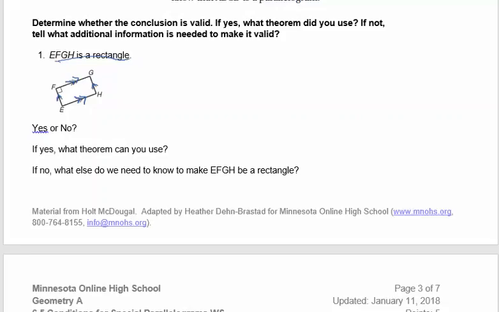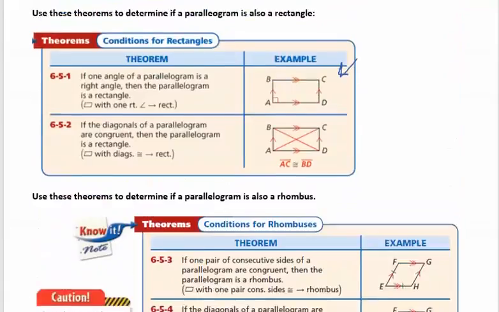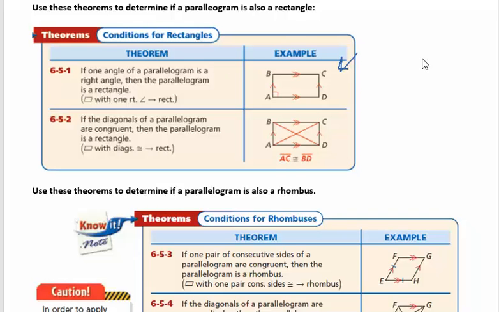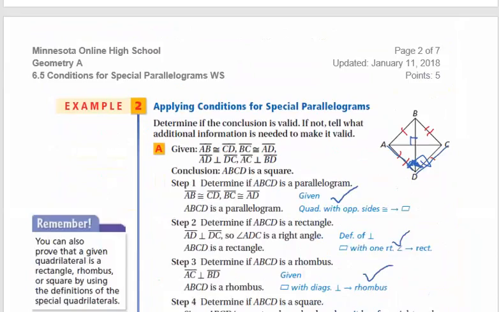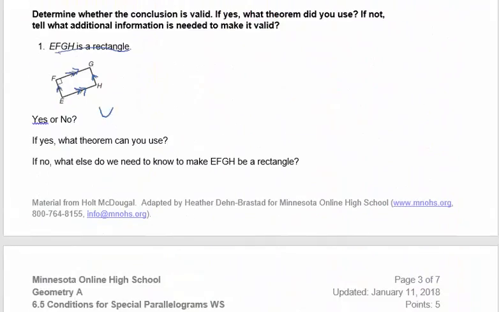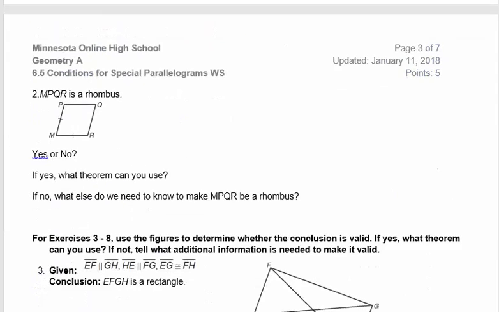So by the theorem that we learned at the beginning of this lesson, if one angle of a parallelogram is a right angle, then it is a rectangle. So this is theorem 6.5.1. So we can say yes because we do know that it's a parallelogram. So we use 6.5.1 for our theorem, and that's all you need to write.